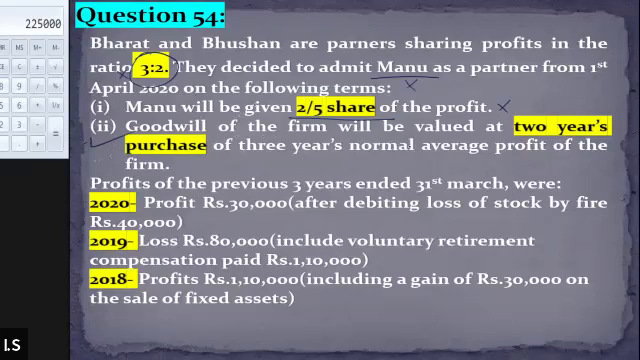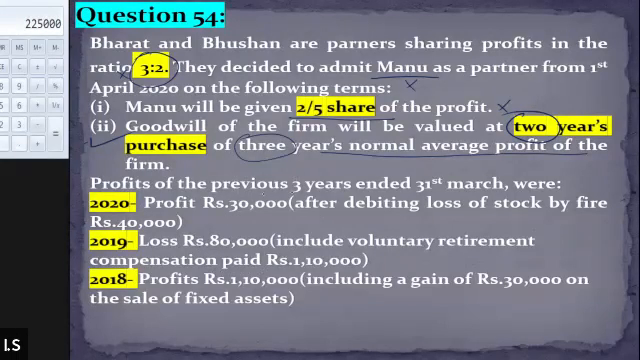Question says that goodwill of the firm will be valued at 2 years purchase, and 3 years normal average profit of the firm. So that means the number of years purchase in this question will be 2, and we need to determine the normal average profit of the last 3 years. So profit of the last 3 years is given. 2020 profit was 30,000, 2019 profit was 80,000, 2018 profit was 1,10,000.